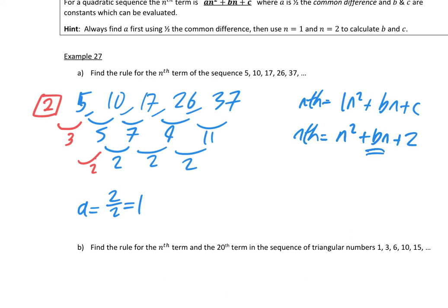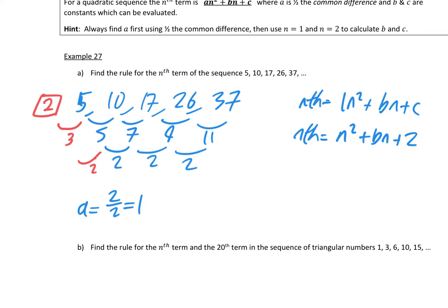Now what we can do is use any of our original values. So here, this 5 is my value of my nth term when n is equal to 1. This 10 is my value of my nth term when n is equal to 2. This 17 is the value of my nth term when n is equal to 3, and so on. So the easiest one to use is the easiest number, which is 1. So we're going to be looking at this 5. Remember, 5 is the result when you put n equals 1 into this sequence.